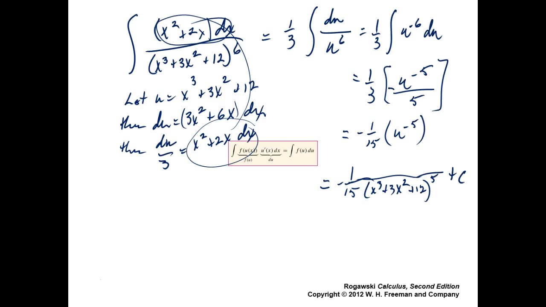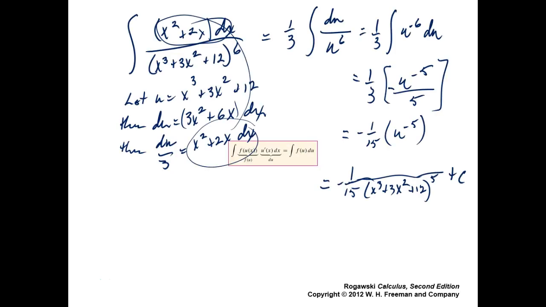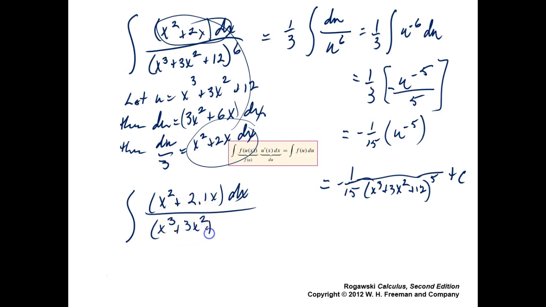Now, there is a little conceptual insight here. I don't think they're going to show it on the slide. I'm pretty sure they're not. No, they're not. Let's take that same problem we had and do this. Almost the same problem. X squared plus 2.1x dx over x cubed plus 3x squared plus 12 to the 6th power. What would you do with that?